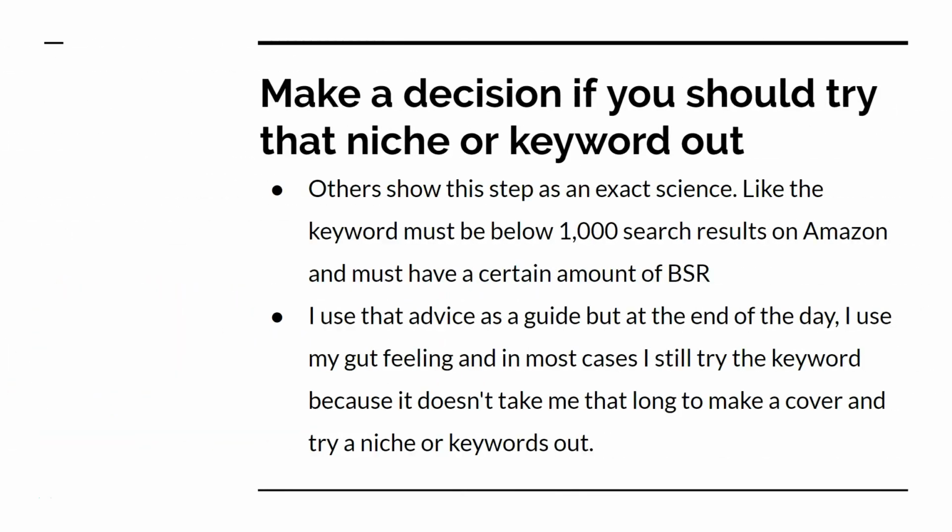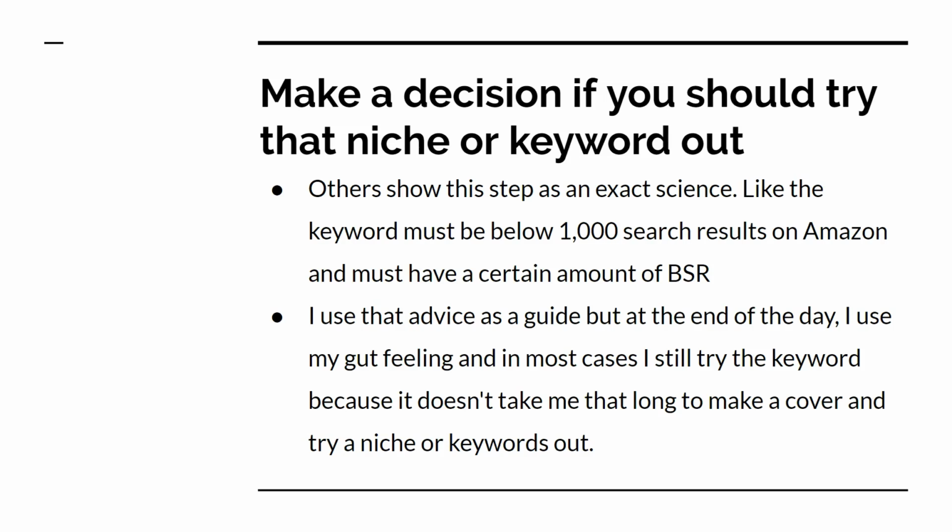So at the end of the day, you have to make a decision if you should try that niche or keyword or not. Others show you this step, and they kind of show it as an exact science. You just kind of saw how I went through the research process. Some of their suggestions are that it has to be under 1,000 search results on Amazon, and it must have a certain amount of BSR.